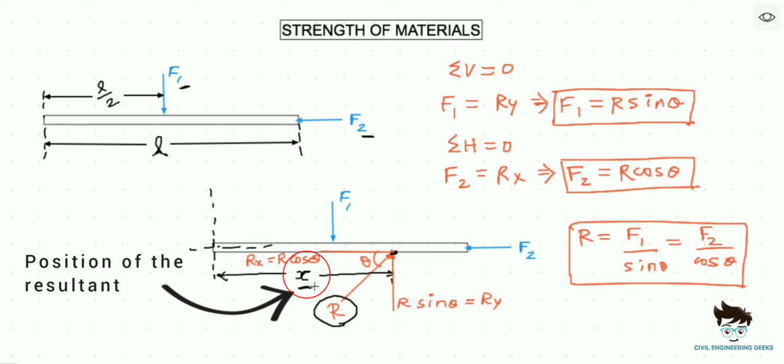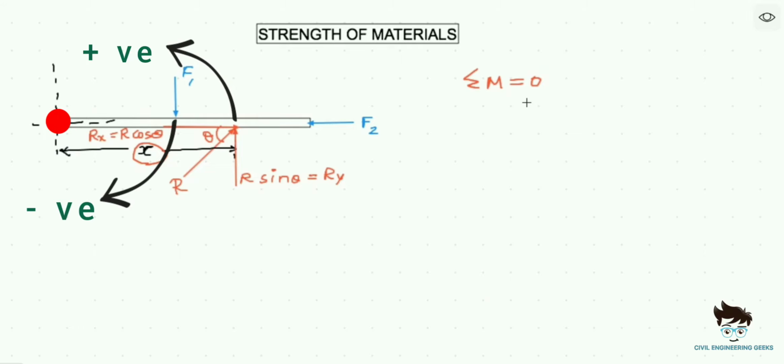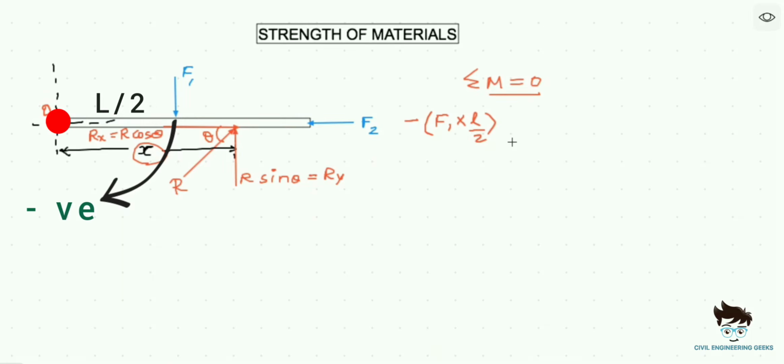That is nothing but the distance x from our reference point. To find this, we will use our third equilibrium equation, that is summation of moments at the reference point is equal to 0. Since we have already found Rx and Ry values, we will straight away write the moment equation for the considered reference point. While writing the moment equation, we are going to consider the counterclockwise moments as positive and clockwise moments as negative. So what we will get? We will get minus of F1 times L by 2. L by 2 is nothing but the distance between F1 and the origin point.